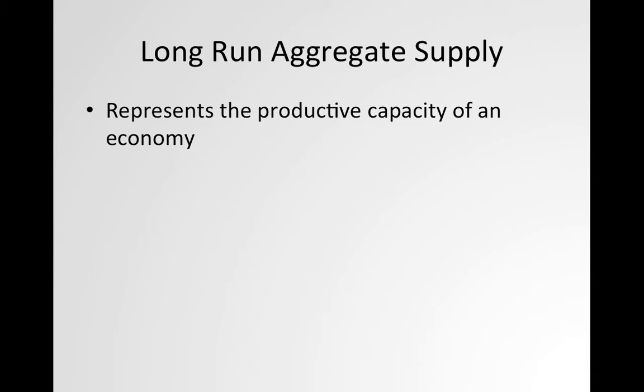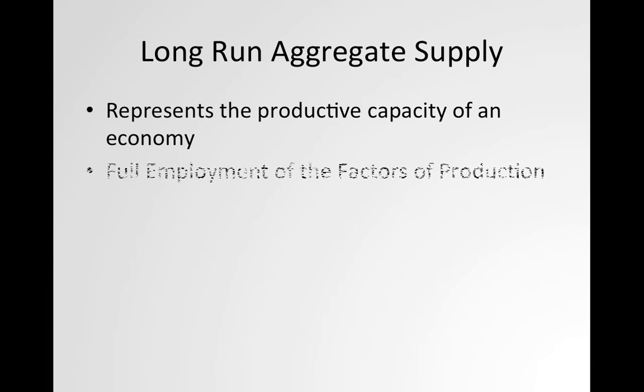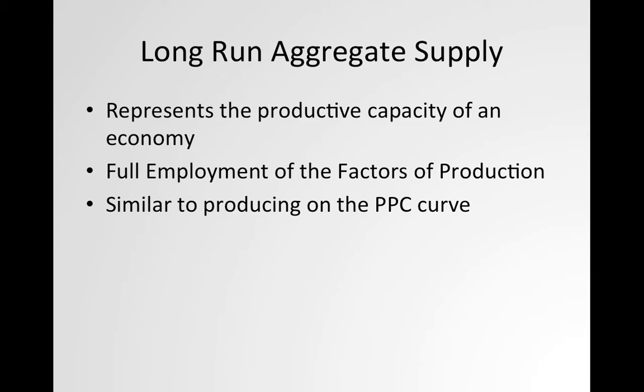What is long-run aggregate supply? Basically, it's like the productive capacity in the economy. If we're using all of our factors of production, if we're using everything, our land, our labor, our capital, our entrepreneurship, then that shows what we are capable of producing. So it represents our productive capacity, what we can produce.